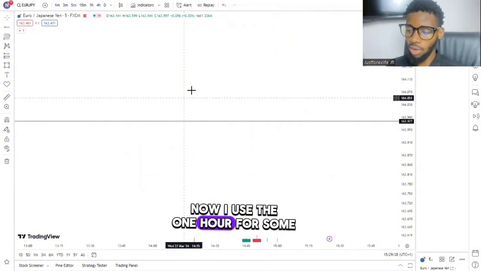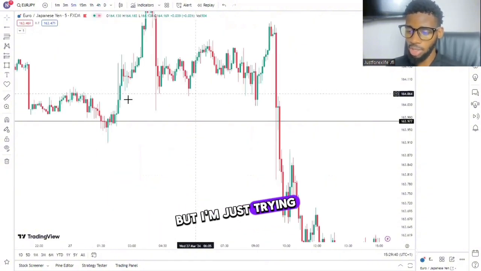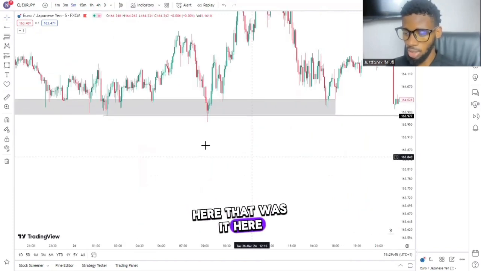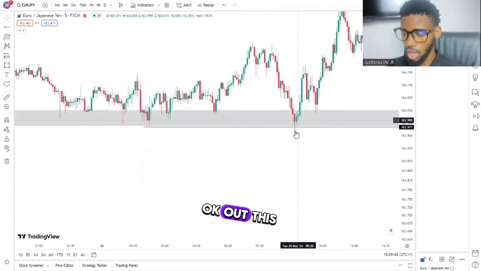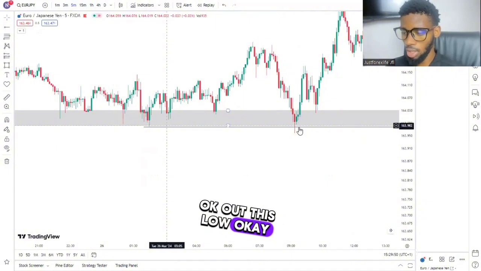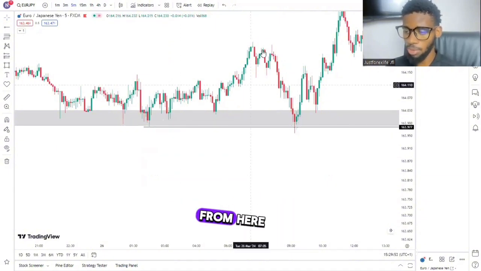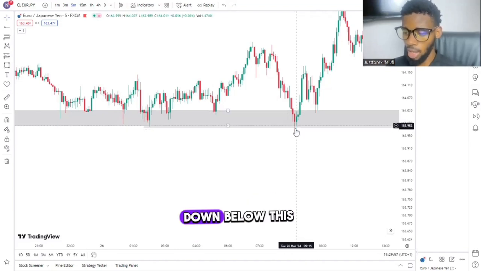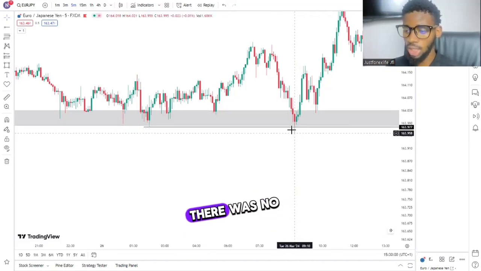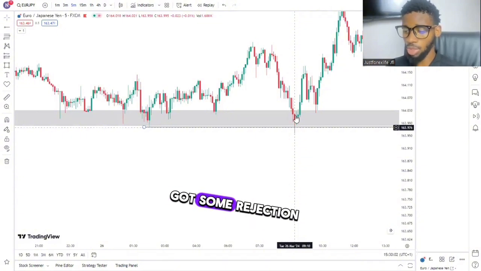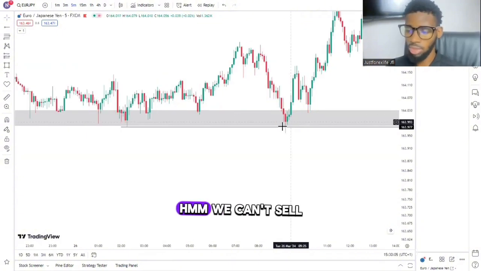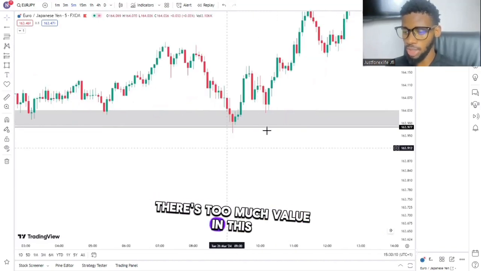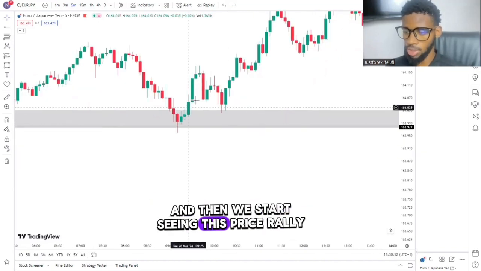Now I use the 1 hour for some refining, but I'm just trying to make this short. So here, that was it. We could see price took out this low. Okay, there was some rejection here. So traders who bought from here, price came down here, which was cheap, and we went down below this. Unfortunately, there was no agreement and we got some rejection. So traders are like, we can't sell below this, please. There's too much value in this.